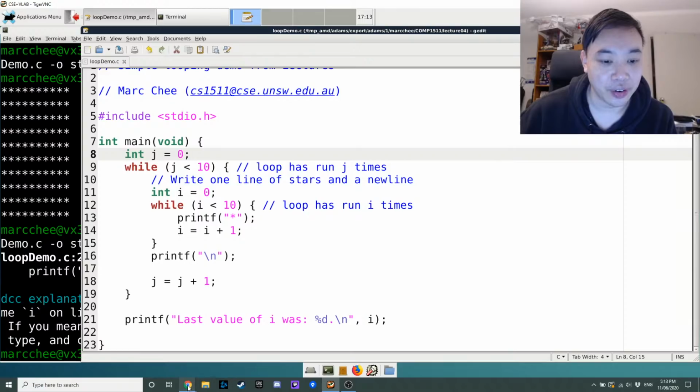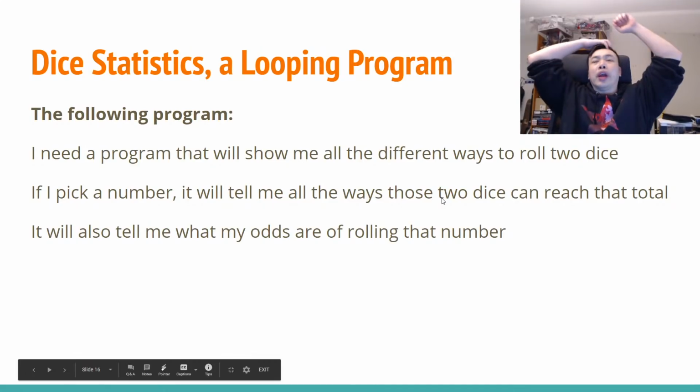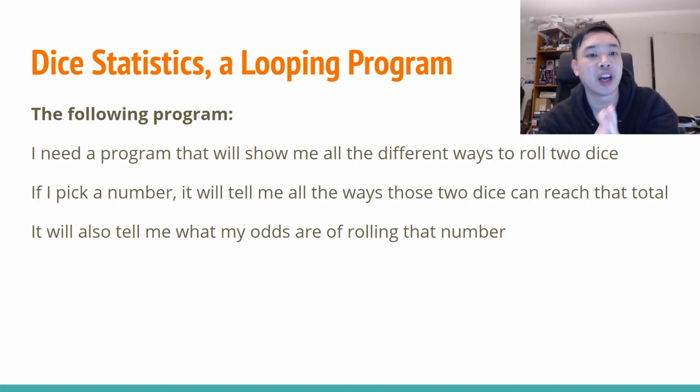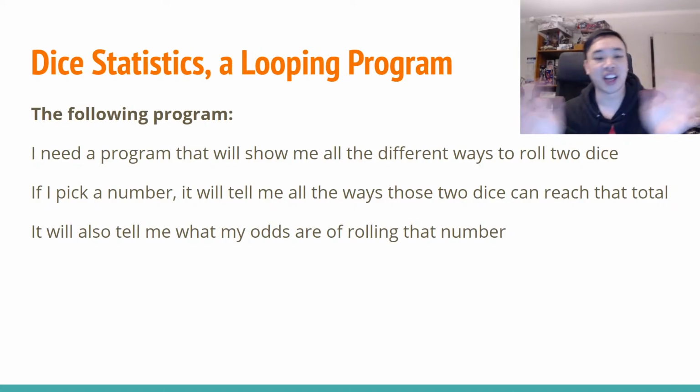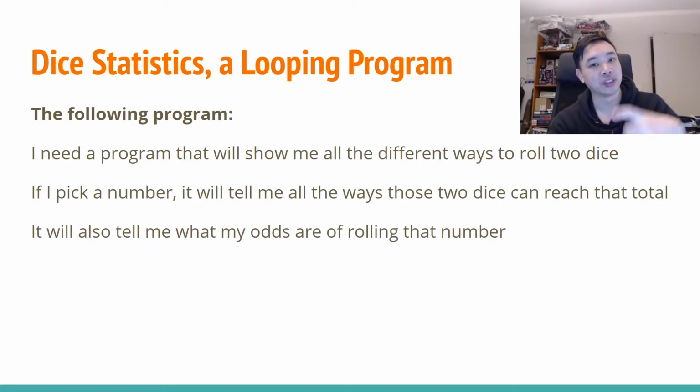Okay, so what are we going to do now? Let us create a program which is similar to what we were doing with dice. We've got the idea of dice, but this time I'm doing a program that I'm calling Dice Statistics. This program is going to look at rolling 2 dice, and I want it to be able to show me all of the possible ways that I can roll 2 dice. Anyone who's done maths with combinatorial theory will know that if I have 2 6-sided dice, I have 6 times 6 possible ways to roll those 2 dice.